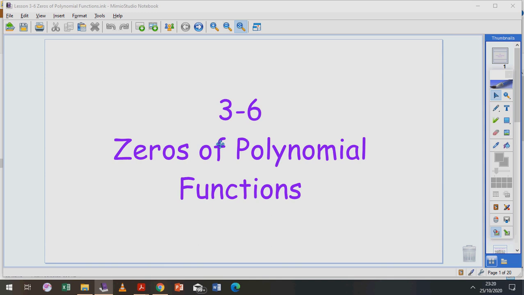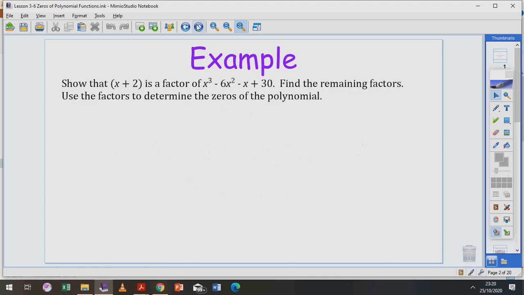Good morning, guys. Today we'll talk about zeros of polynomial functions, and let's start with this example. It says show that x plus 2 is a factor of that polynomial and find the remaining factors. Use the factors to determine the zeros of the polynomial.